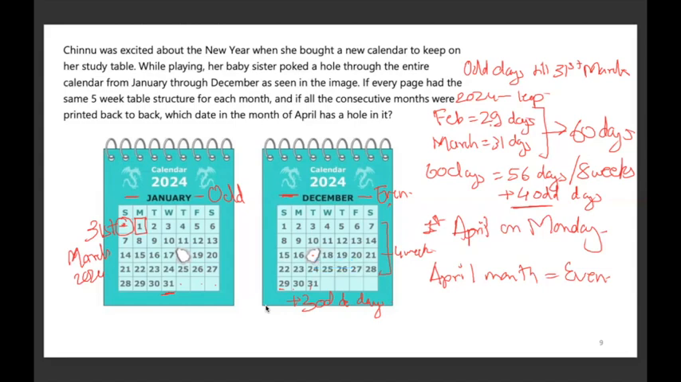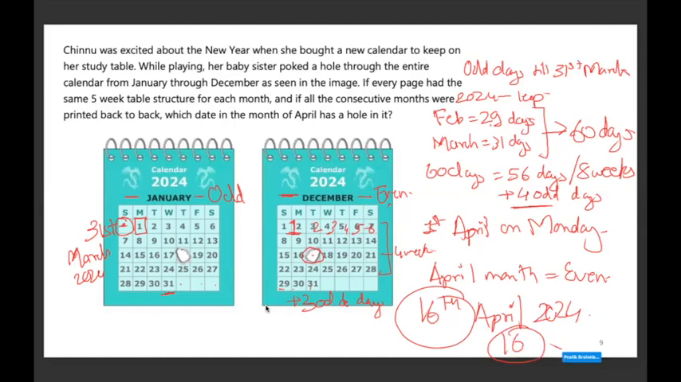So, which means that 1st of April is going to come where? On a Monday here. Henceforth, this will be 2nd, this will be 3rd, 4th, 5th, 6th, likewise. Therefore, the hole will fall on the 16th of April 2024. So, 16 is the answer here. Okay. We'll move to the next one now.